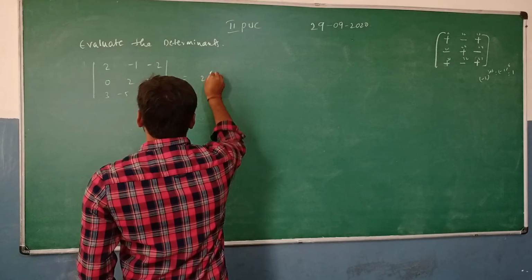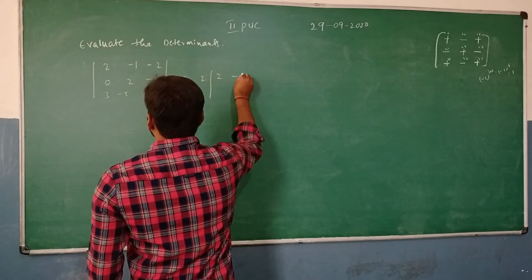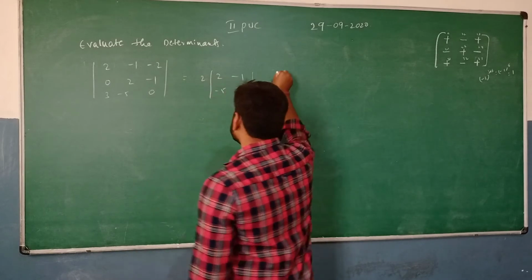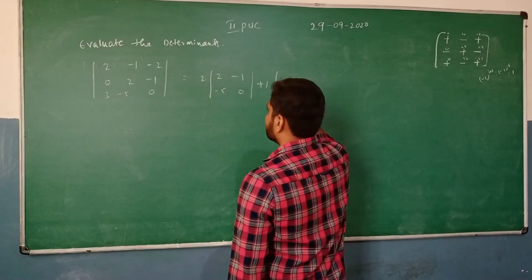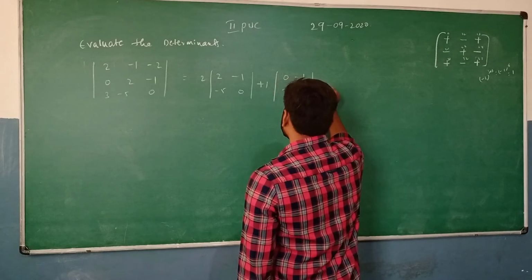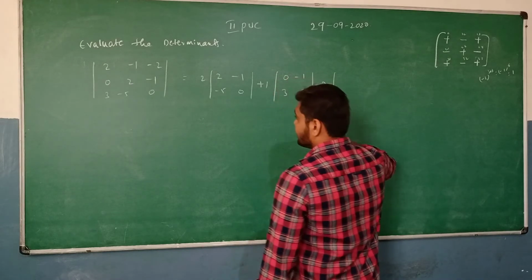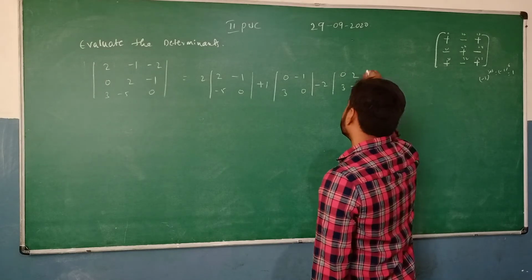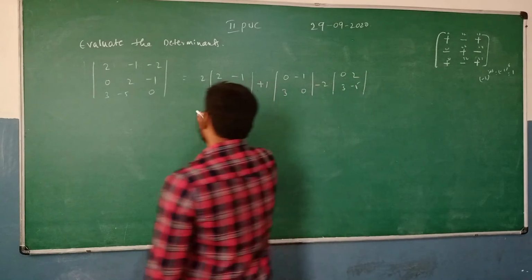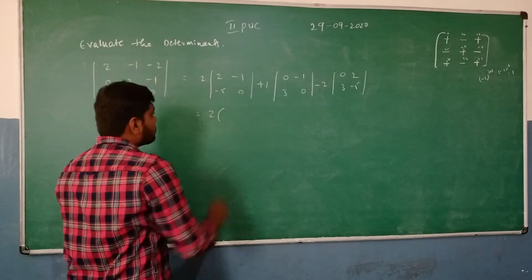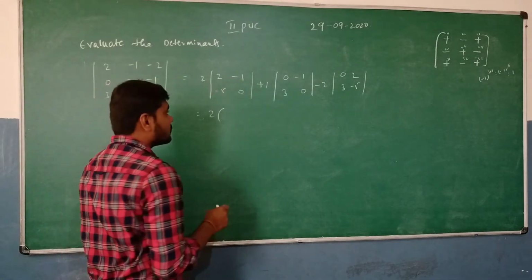So 2 into the minor 2 minus 1 minus 5 0. So minus into minus, that's going to be plus 1. So here plus 1 is nothing but 0 minus 1 3 0, and minus 2, plus into minus, that's going to be minus. So it's going to be 0 2, so 3 minus 5. So here 2 into 0, that's going to be 0. So minus 5 into minus 1, that's going to be plus 5.